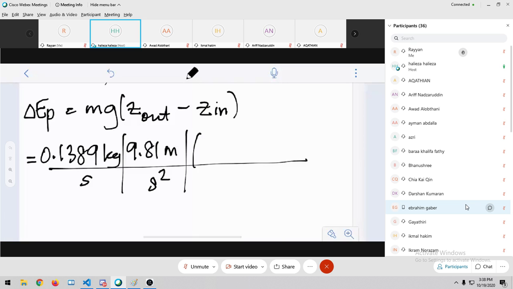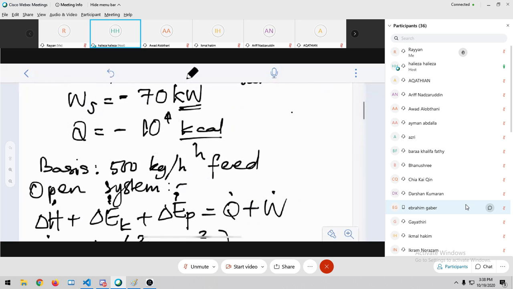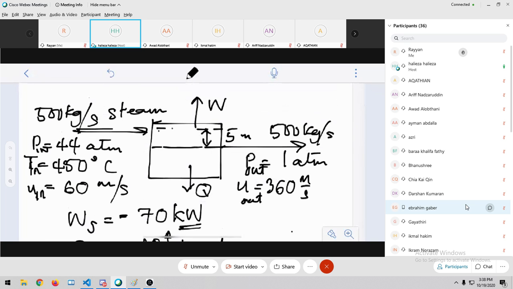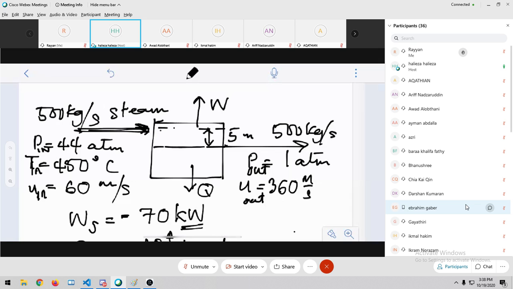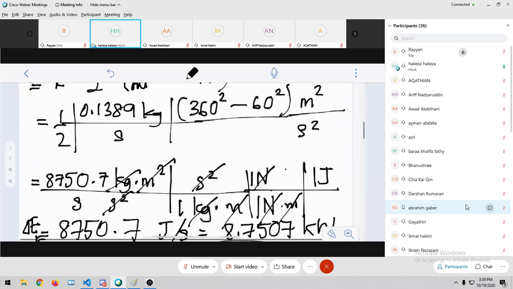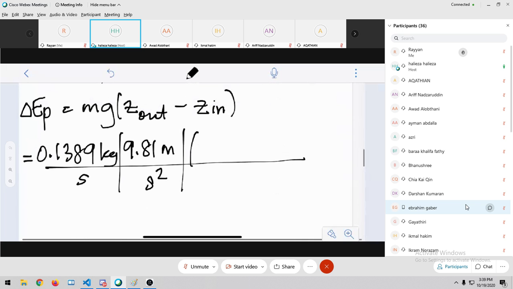Now, your difference in height. The problem states that the outlet is 5 meter below the inlet. So if you specify that at the inlet z is equal to 0, the height is equal to 0, then the outlet will be below, so that will be negative. So your z is -5 for the outlet. Because you specify the inlet as 0, and the outlet is 5 meters below, there will be a minus sign there. So your outlet is -5 meter.